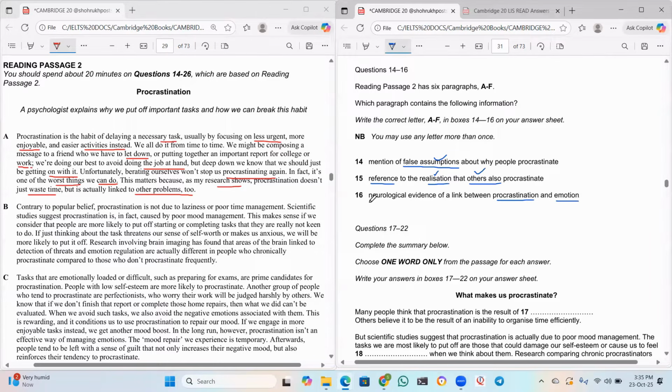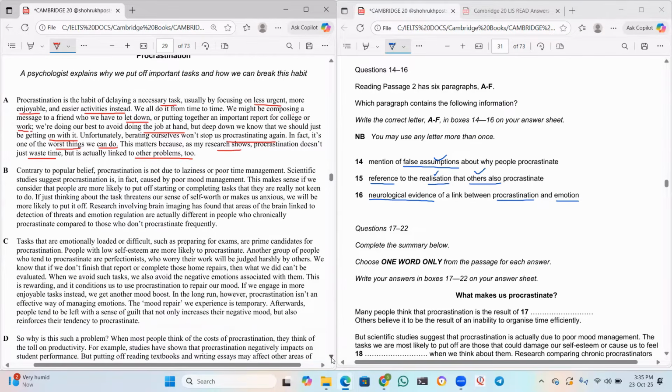Now, this is the keyword: neurological evidence. Did we read any evidence related to procrastination and emotions? No, right? The paragraph was very general. It had nothing like this. So A is not matching with any of these three. Okay, so let us read B.